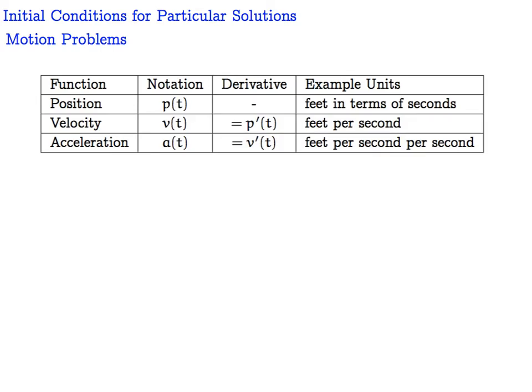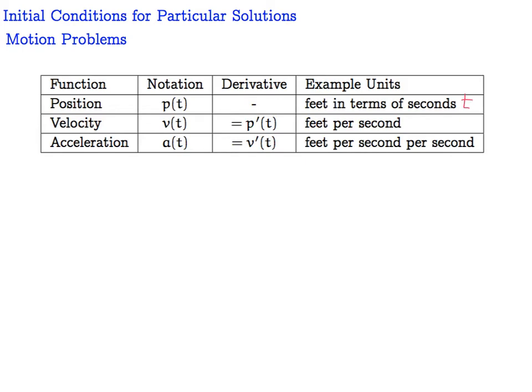So these ideas with initial conditions and antiderivatives are very useful when we want to solve motion problems. Let's review some motion ideas. The first thing we want to recall is how different things like position, velocity, and acceleration are related. Position, usually given by p of t, and as an example, let's say it's given in feet in terms of seconds. So t is in terms of seconds.